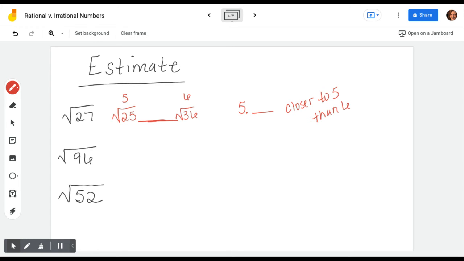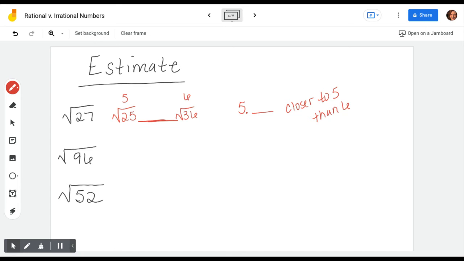Now, if on an assignment you're actually asked to estimate, then depending on how close it is, you might want to say like 5.1, 5.2. But if you're just using this to put numbers in order, just knowing that it's between 5 and 6, but closer to 5 is probably going to be enough to help you.